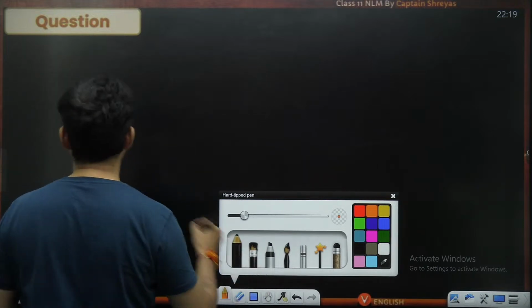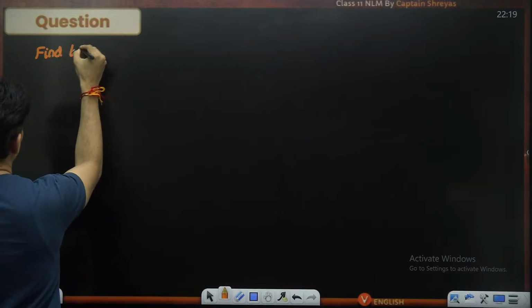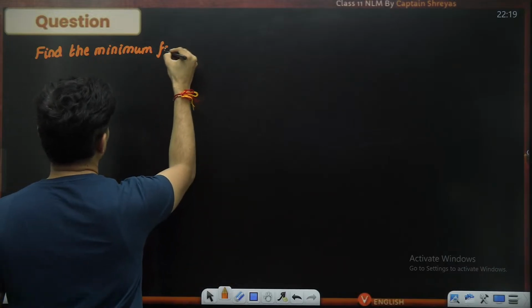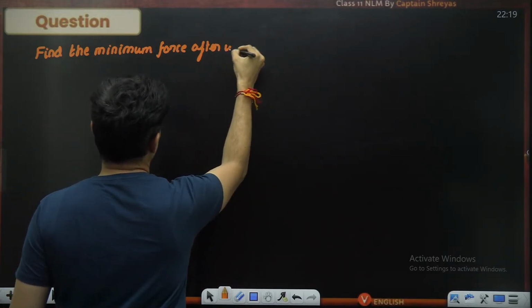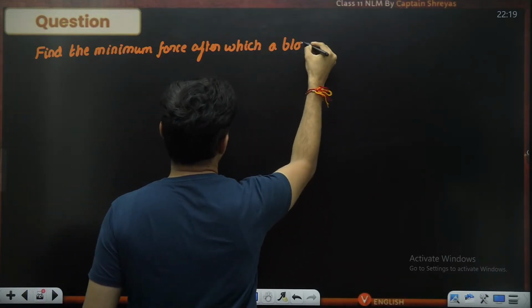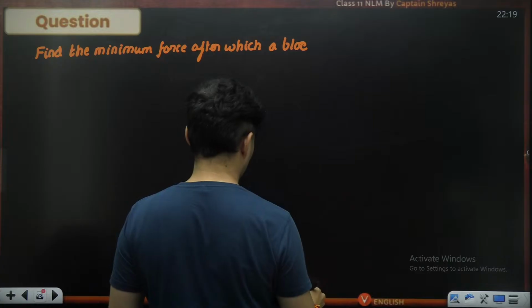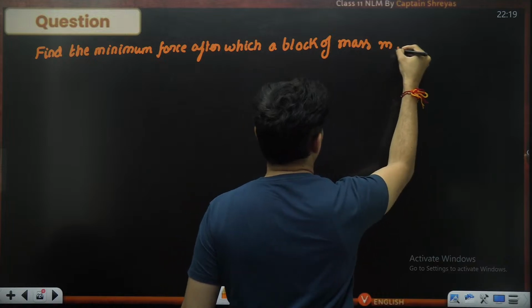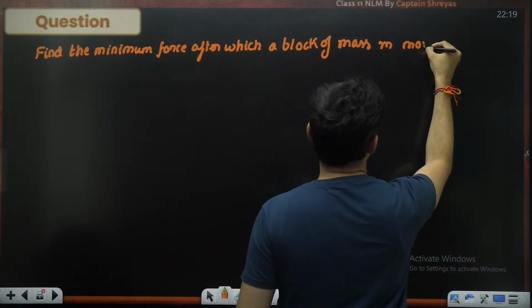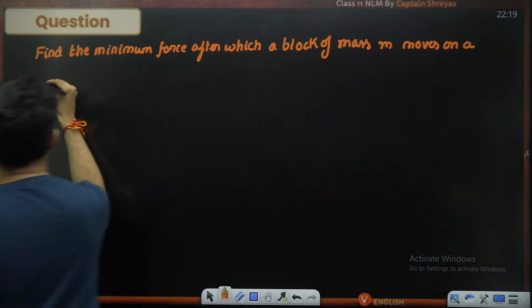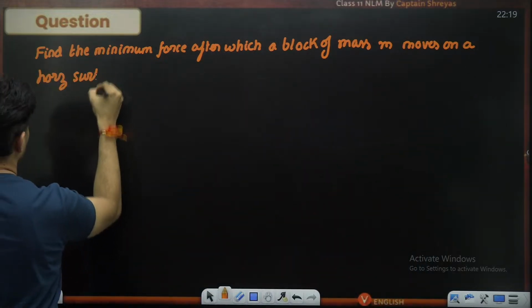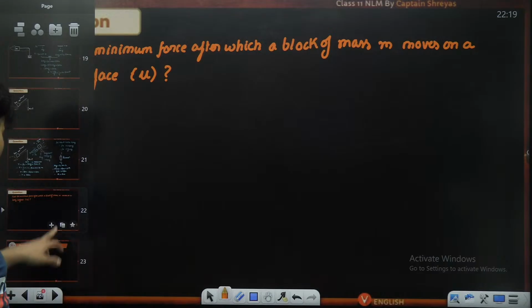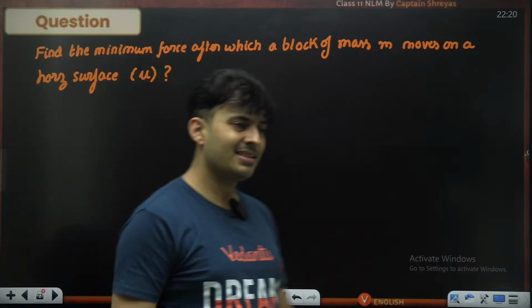Yeah. The problem is: find the minimum force after which a block of mass m moves on a horizontal surface whose coefficient of friction is mu. That's it. That's the question. Find the minimum force after which a block which is kept on a horizontal surface moves.